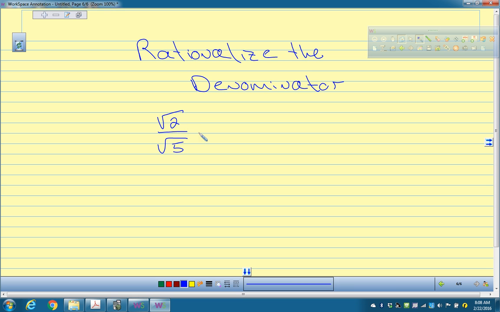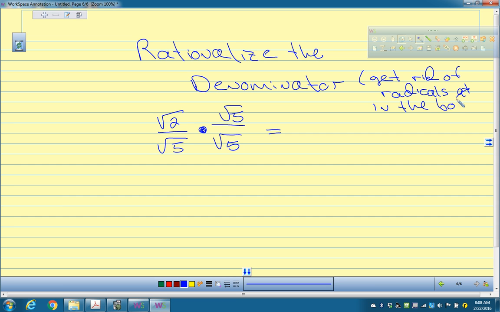In any case, the way that you rationalize the denominator, you multiply by 1, but you call 1 the same thing as it is in the denominator. Because what disappears here when I multiply? Rationalize the denominator means get rid of radicals in the bottom. Okay, bottom is the denominator.